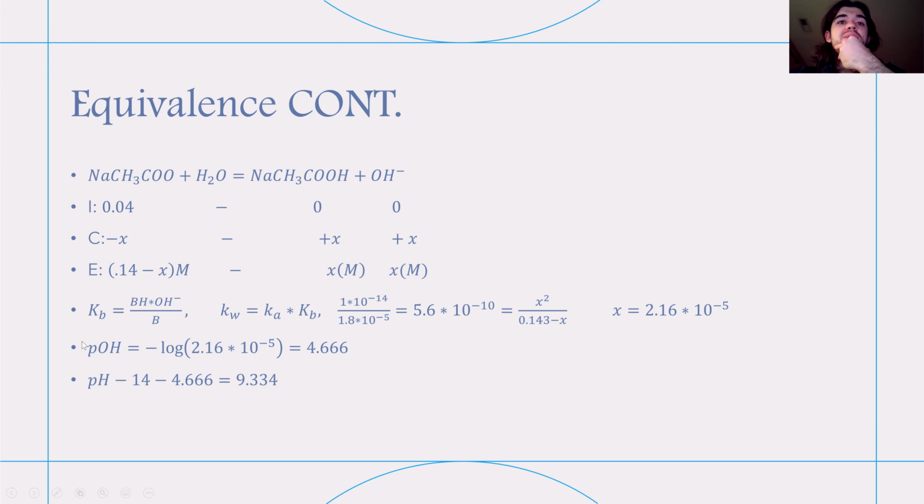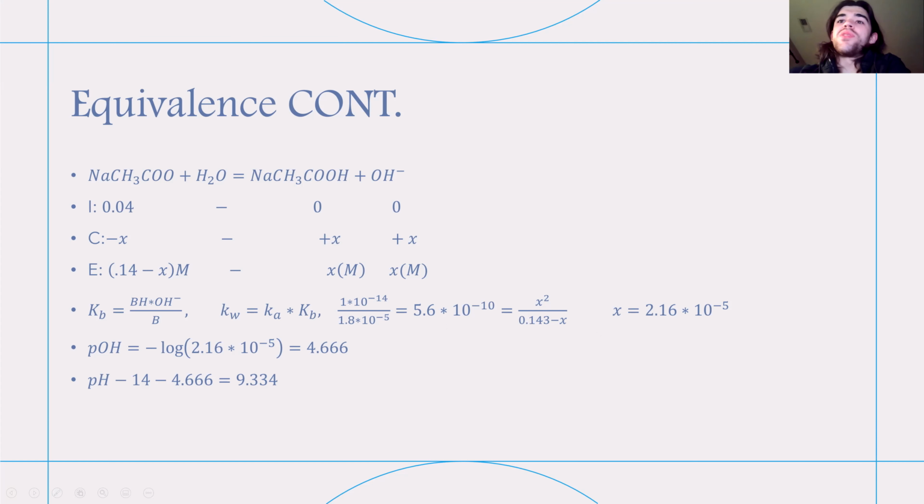So now we can find our KB by using our KW and KA, which we know from earlier. KW is just a constant, and we know our KA from, I think, our initial reactions. So then that has to equal X, which equals 5.6 times 10 to the negative 10, which then has to equal over here, X squared over 0.143. So this falls under 5%, so we don't really count it, but it's still there just for now.